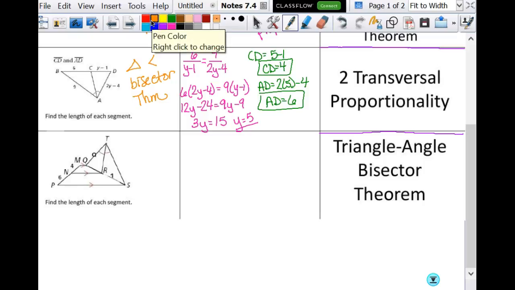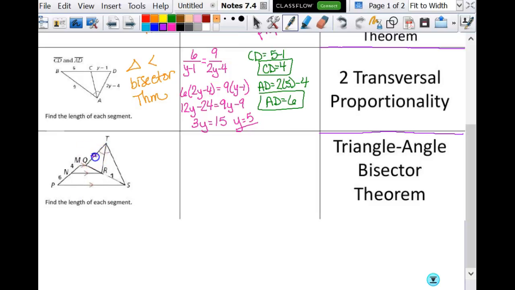Okay, last one. We're going to find the length of each segment. So, okay, these numbers didn't actually, I'm the victim of moving things around and squashing them again. All right, so we're going to have to fix this.